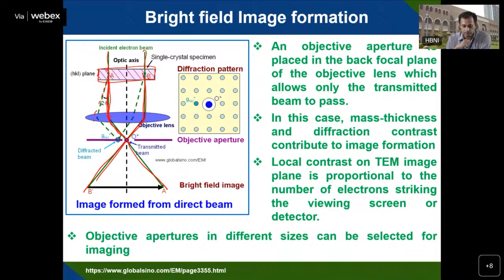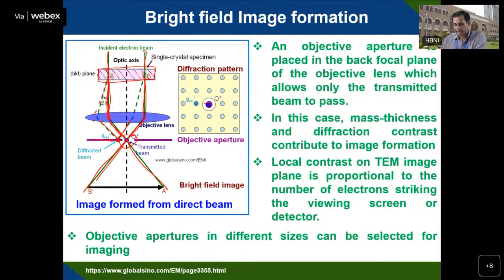But here you can see the diffracted beam is stopped by an aperture, so it is not allowed through. This is the open space where the electron beam passes through the objective aperture, so it only allows the direct beam. The direct beam comes at the center, and the objective aperture is just above it, so you are able to form the image, which is a bright field image. The aperture is placed in the back focal plane of the objective lens, which allows only the transmitted beam, the direct beam, and you get a bright field image.